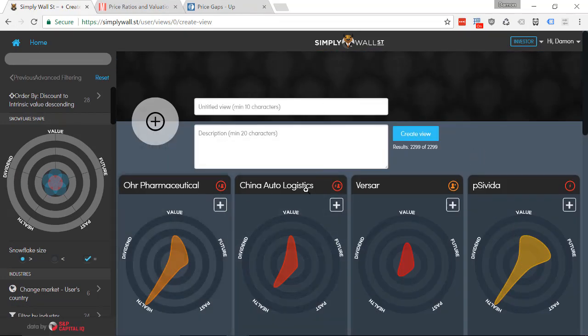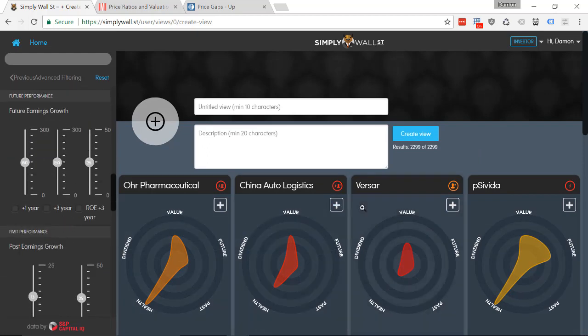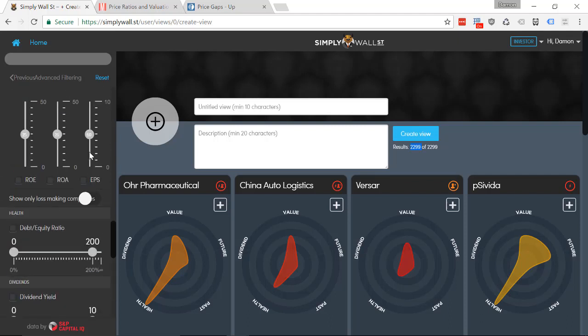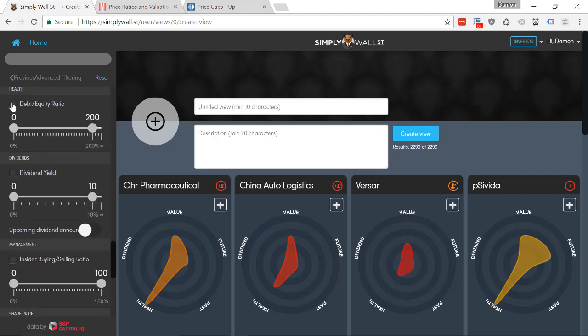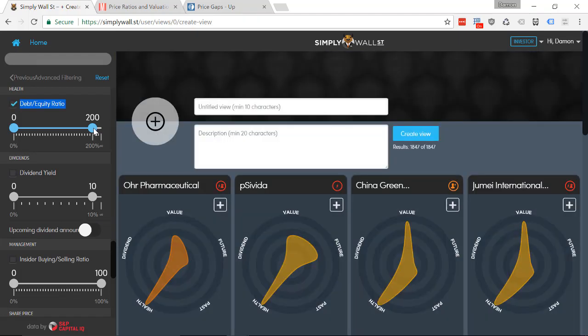And now we have all of these stocks. The best ones in terms of discount are at the top, but we want to do more filtering because we've got right here 2,300 results. So we want to do some more filtering. Now let's say I don't want anything with high debt ratios. So I'm going to toggle debt to equity ratio, and I want low debt to equity.